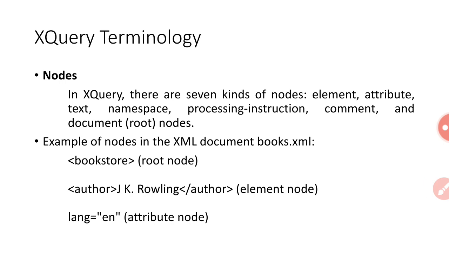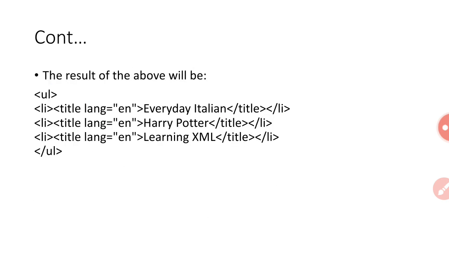Now let's understand some terminologies in XQuery. First is node. In XQuery, there are 7 kinds of nodes: element nodes, attribute nodes, text nodes, namespace nodes, processing instruction nodes, comment nodes, and document or root nodes. Now we are treating XML document as a tree of nodes, right? So root of this tree is called document node or root node. Look at the XML document here.